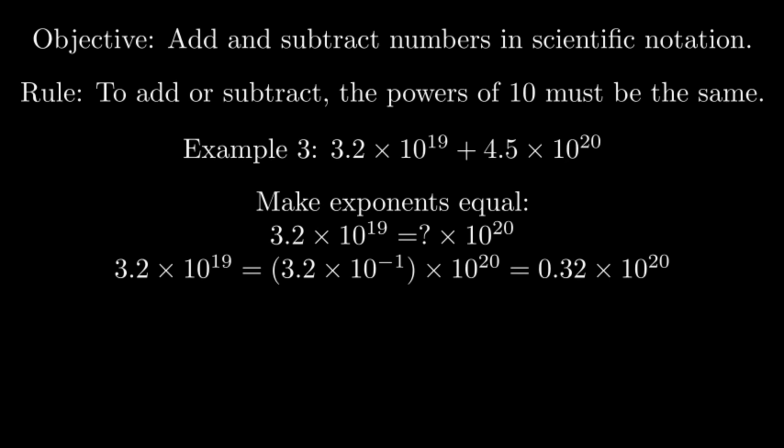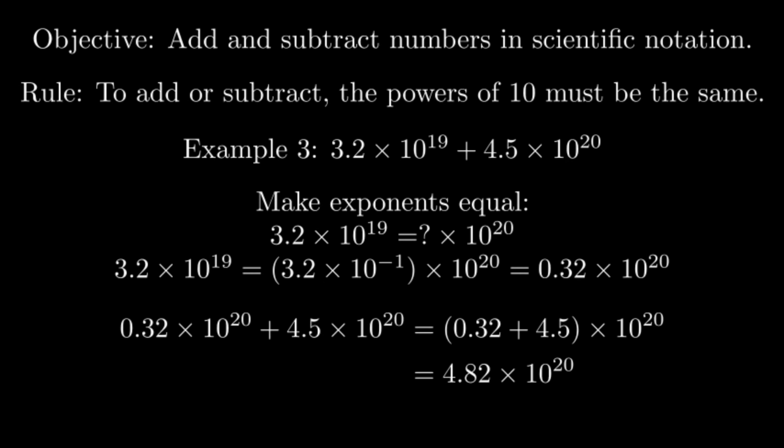Now that the exponents match, we can perform the addition. We can factor out the common term, 10 to the 20th. This leaves us with 0.32 plus 4.5 inside the parentheses, all multiplied by 10 to the 20th. Adding the coefficients gives 4.82. So the answer is 4.82 times 10 to the 20th. Let's check. Is 4.82 between 1 and 10? Yes, it is. So our answer is in correct standard form.